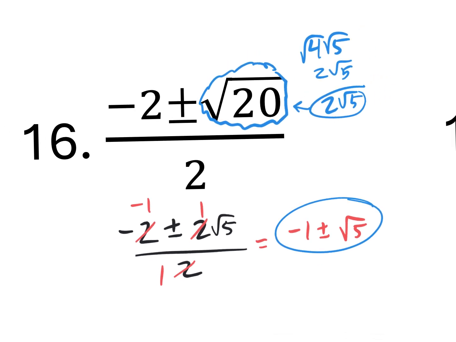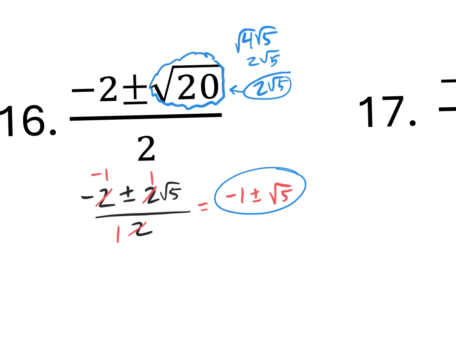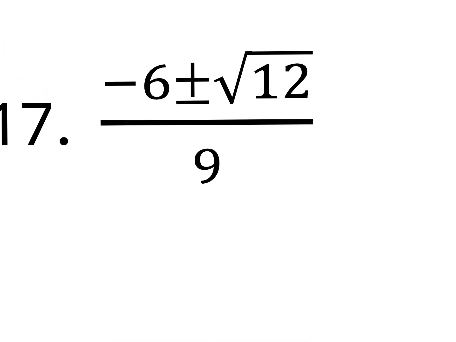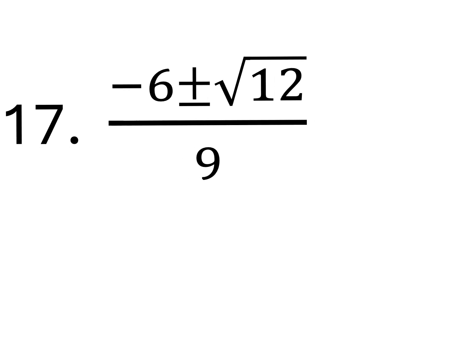Let's do a couple more of these that require simplification on the square root. Take a look at number 17 here. Well, you could do the square root of 12 on the calculator. Again, you can't cancel right now. Like if you're thinking, oh, 6, 9, and 12, they're all divisible by 3, you can't mess with the square root.